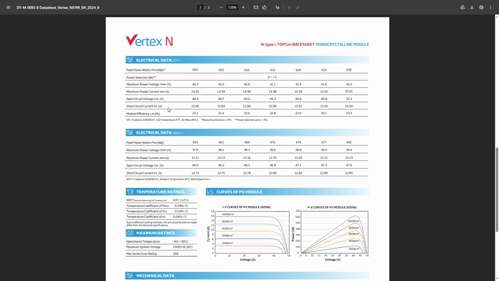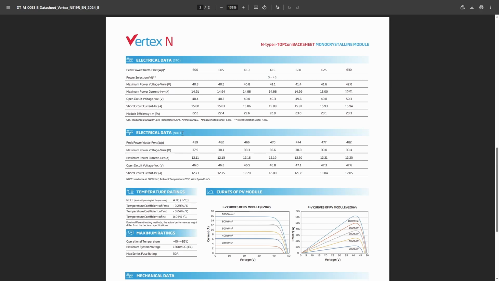Now let's look at VOC and ISC. These are not operating values, they are boundary values. VOC is the voltage with no load, and ISC is the current with a short circuit. You will never design a system to operate here, but you cannot ignore these numbers. They define limits for wiring, for controllers, and for safety.